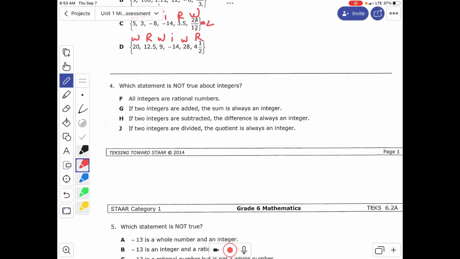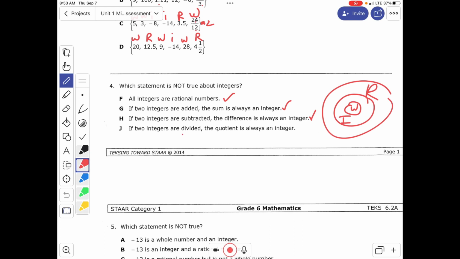Number 4, which statement is not true about integers? All integers are rationals. Yes, because the integer circle is inside the rational, so yes, that's true. If 2 integers are added, the sum is always an integer. True. If 2 integers are subtracted, the difference is always an integer. True. And if 2 integers are divided, the quotient, that would be the answer, is always an integer. Well, if you divide, you could get a decimal, so that one would be not true.